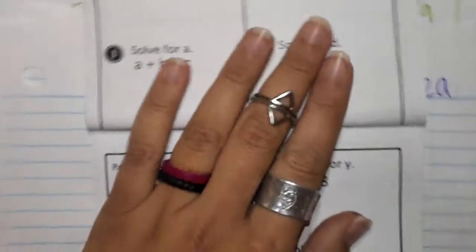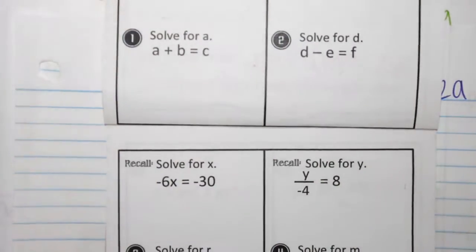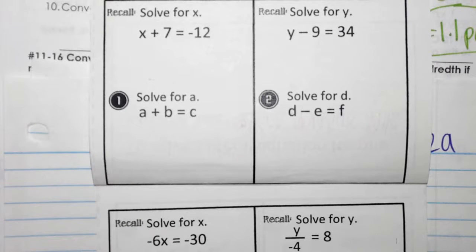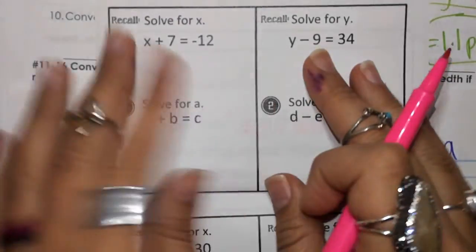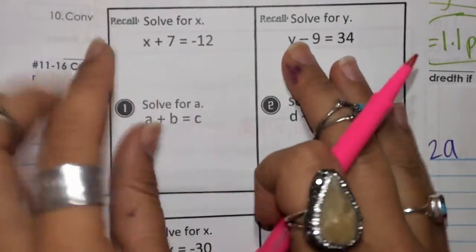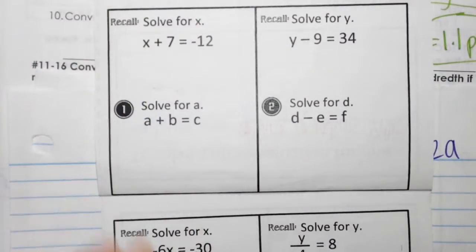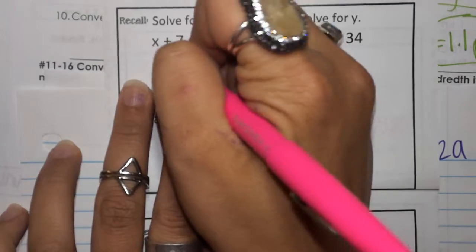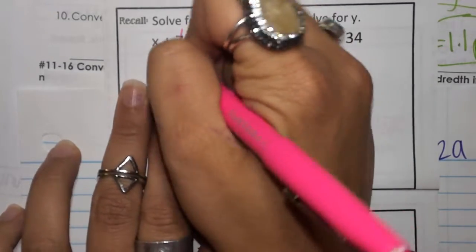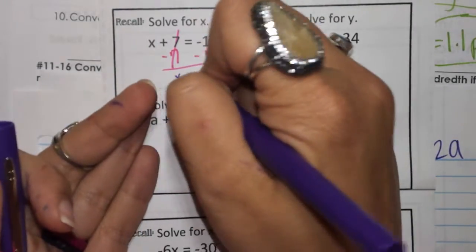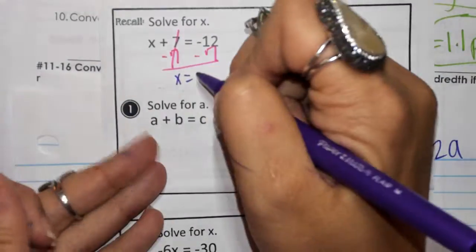Alright, so let's open it up to our one step. We have one and two step and then multi-step, so three kinds, but we're only going to do the first two today. We have some recall problems that show us what to do. For this first one, if I asked you to solve for x, what would you do first? Subtract 7 from both sides. We subtracted 7, and you have x equals negative 19.